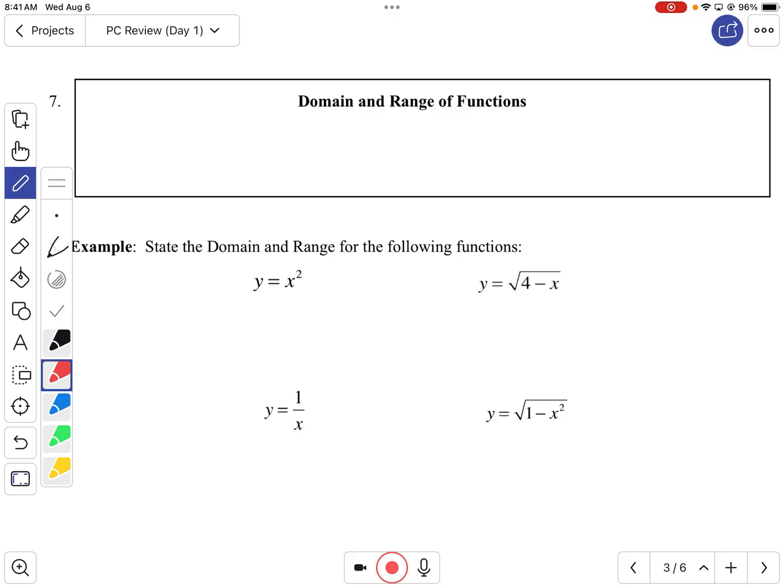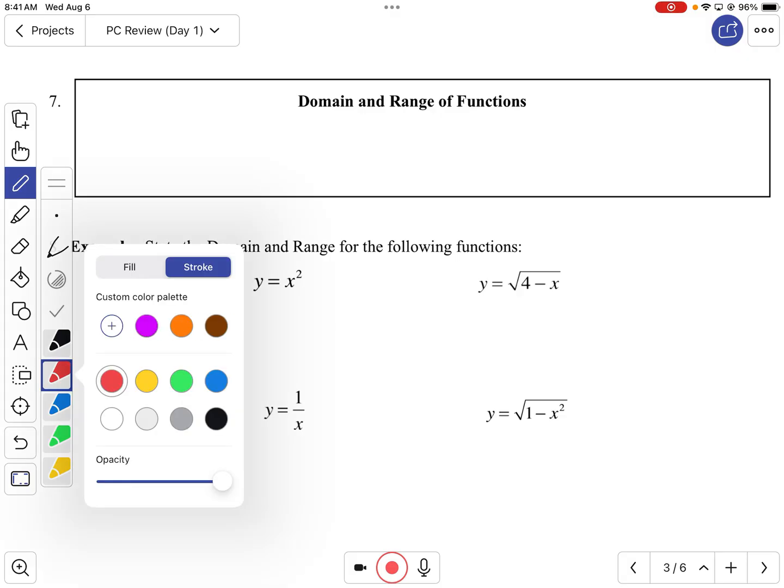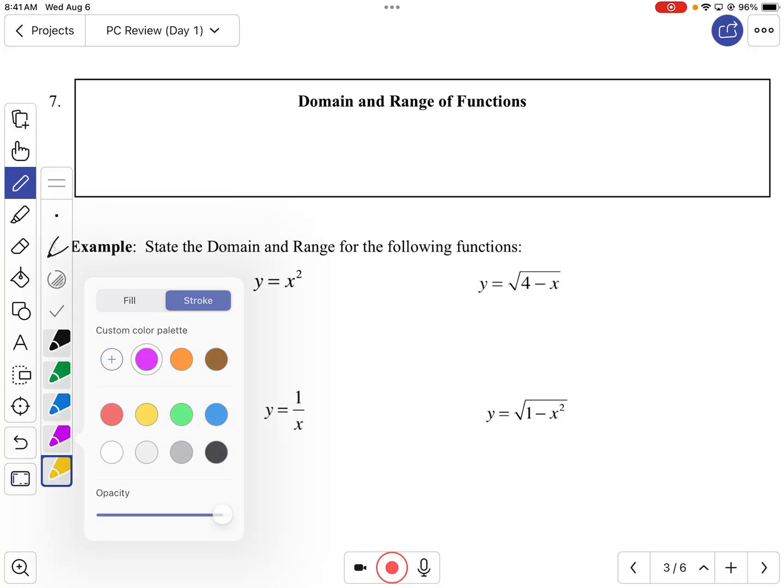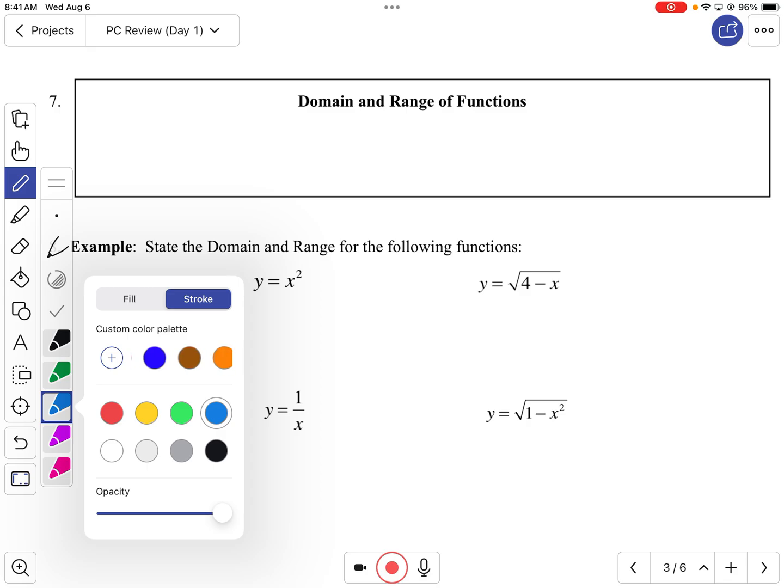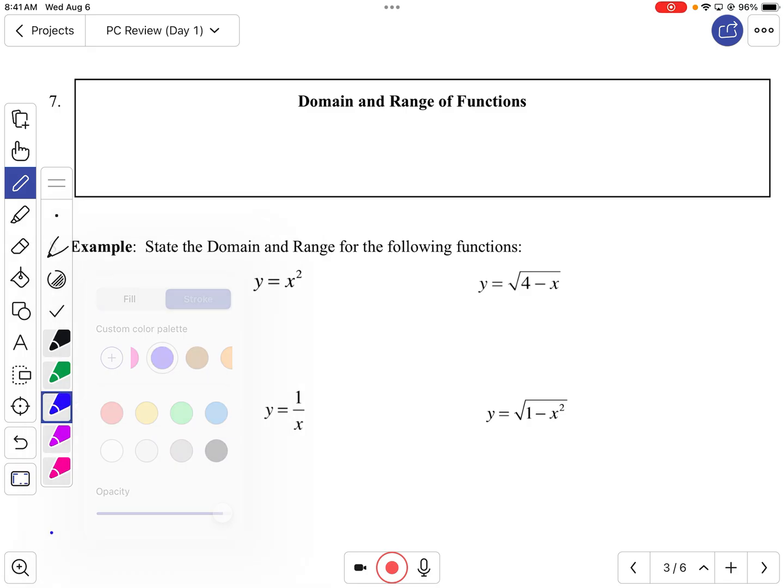Okie dokie, rock and roll. So doing a little. Let me get all my favorite colors up here, so I'll be good to go. I like a little pink, a little purple, and let's do a little royal blue because I like it better. All right, rock and roll.